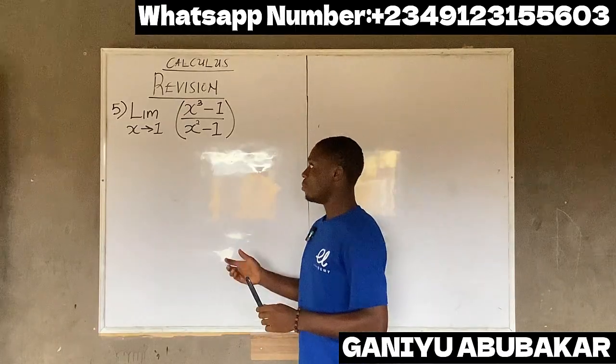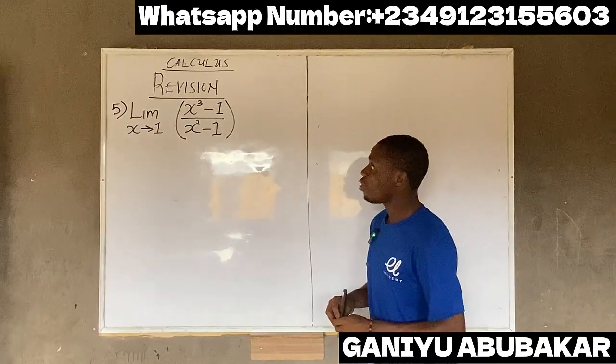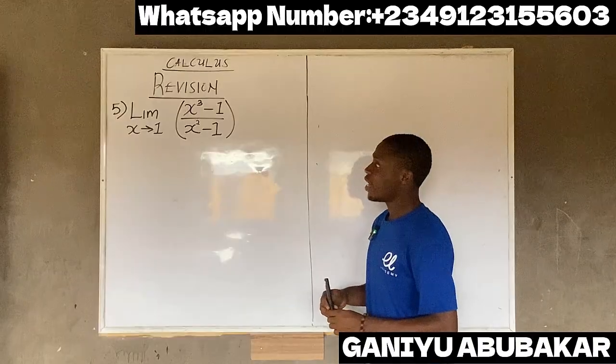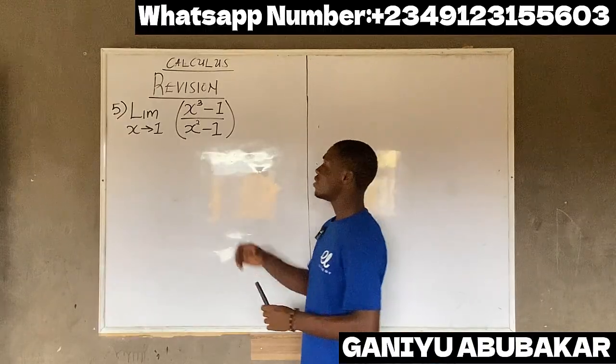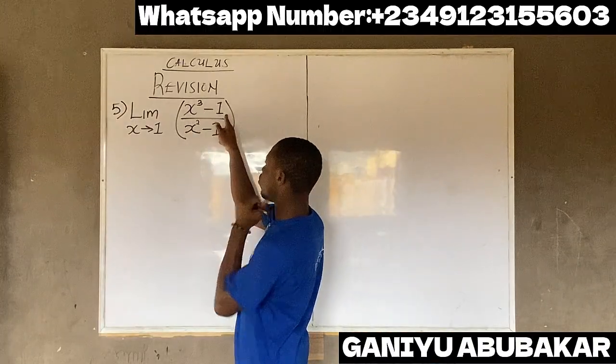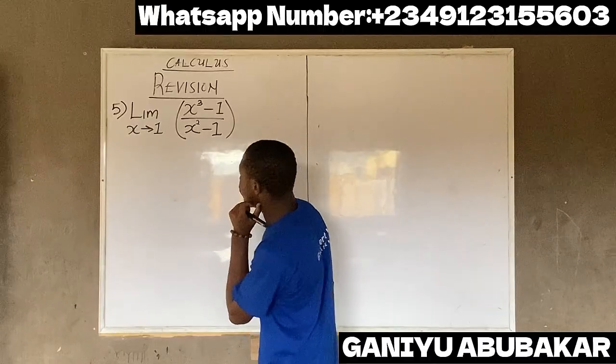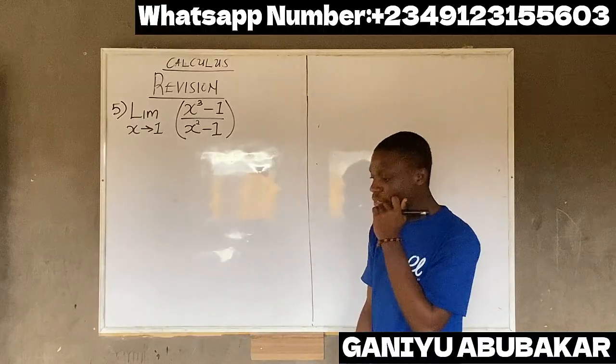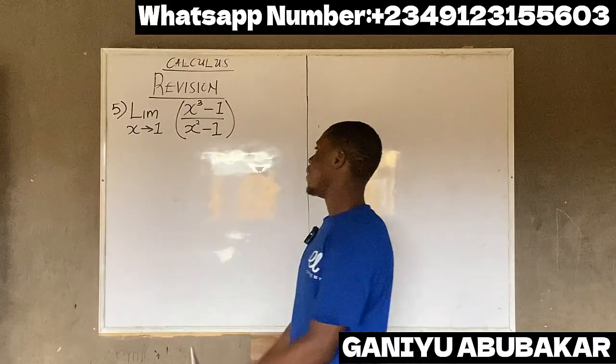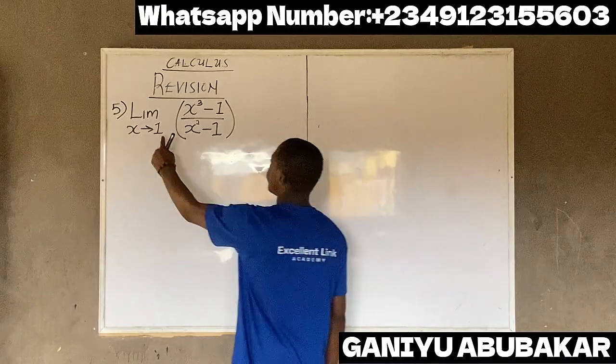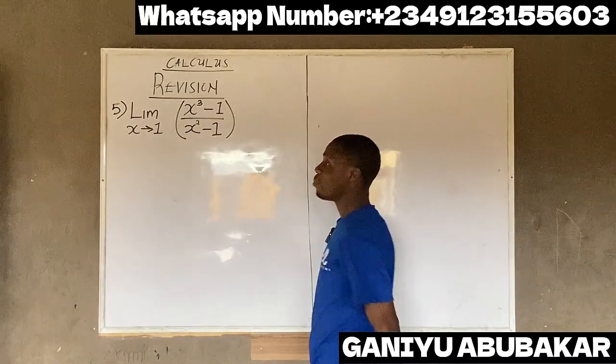Welcome to our next example under the idea of limit. I have the limit as x tends to 1 of x cubed minus 1 all over x squared minus 1. What comes to mind? What I'm seeing here, if I put x as 1, of course my answer becomes 0.